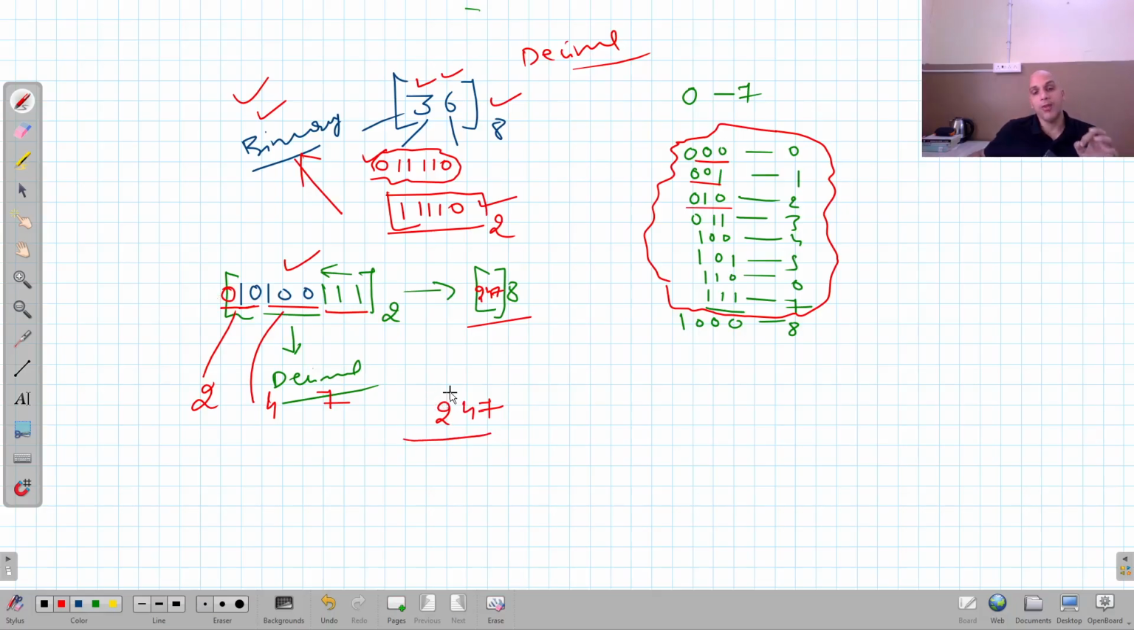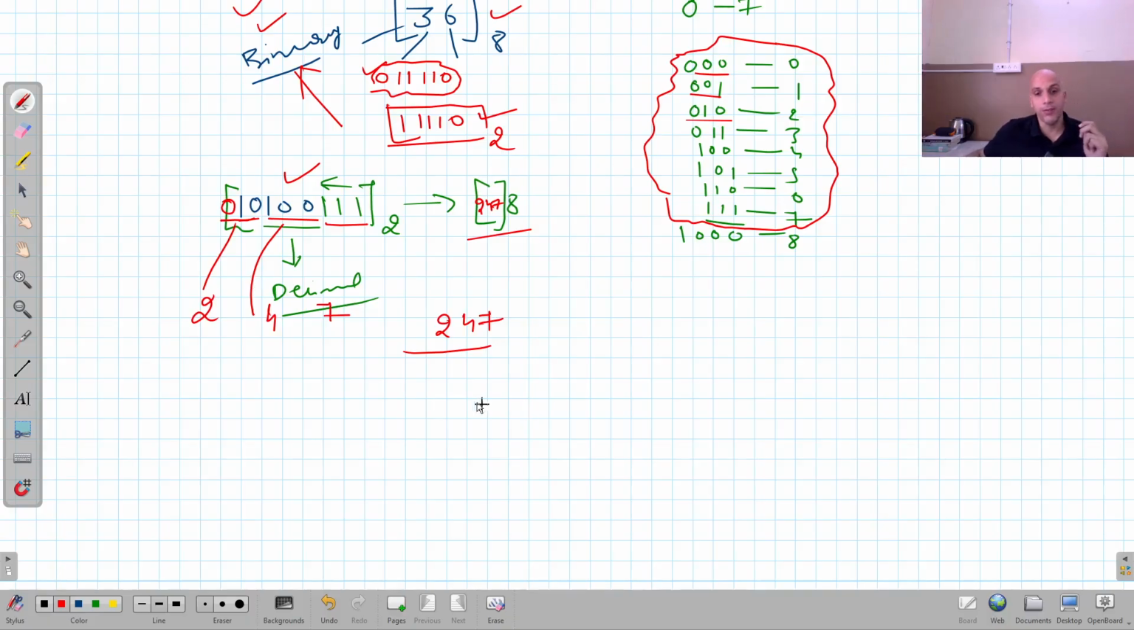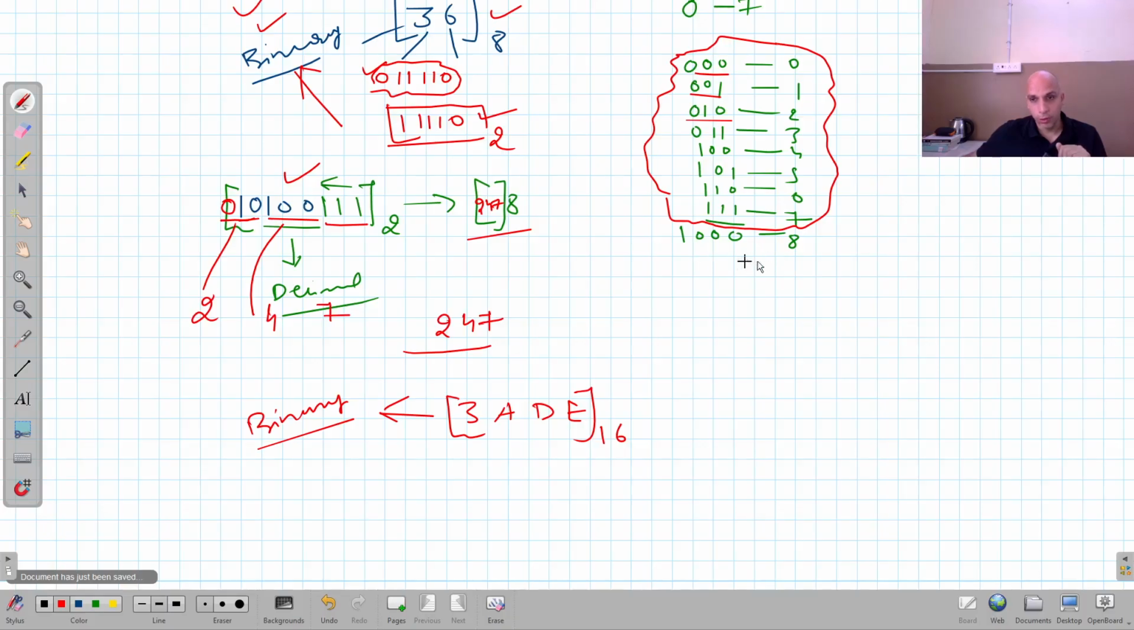Now the same logic can be applied for hexadecimal to binary conversion. Suppose you are given a hexadecimal number, 3ADE, and you are asked to convert it. Now obviously it is a large number, it is in base 16, and you are asked to convert it into the corresponding binary, right? Now what is the way of converting it into binary? Here we are using 16 unique digits, 0 to 9 and A to F. So 16 means I have to now go further.